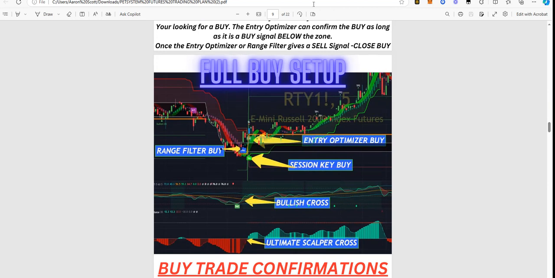Are all 5 of them going to confirm at the same time? Not 100% of the time. But when you get all 4 of them to line up, you can take a trade with your eyes closed and go to sleep.